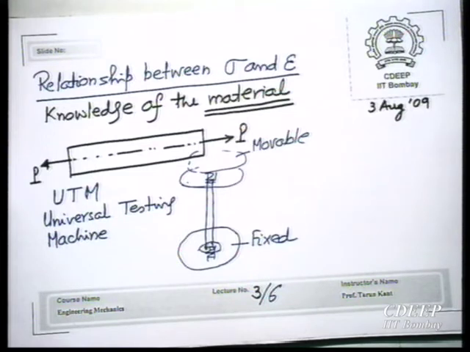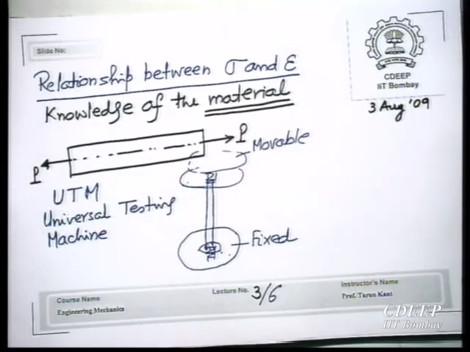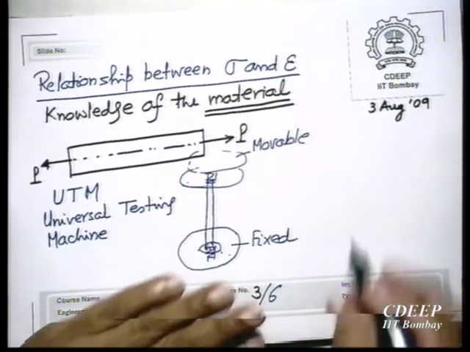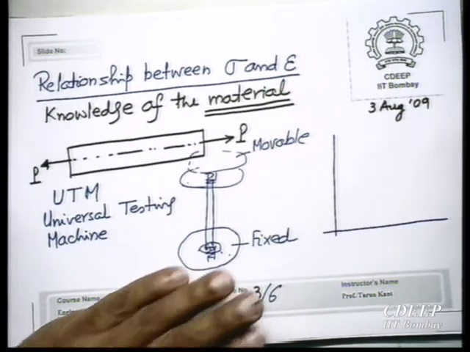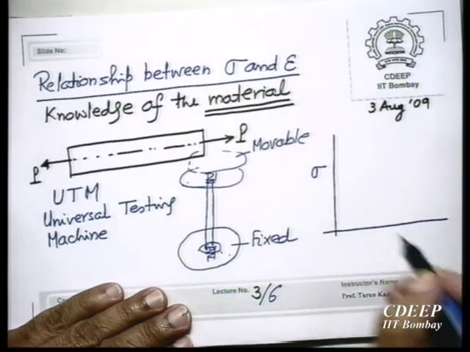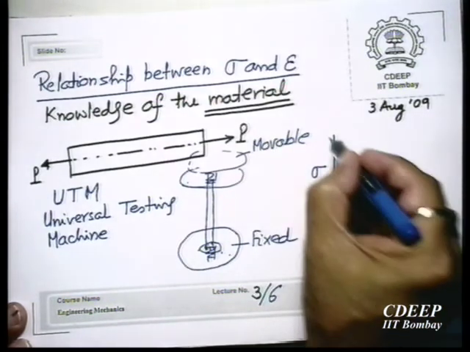Originally you put it in and measure the distance between the two grips, the original length. One is fixed to the base and does not move, while the other moves, and the movement can be measured by some arrangement. And the load being applied can also be measured. So, if you draw a P by A stress versus strain curve, this is the x axis, this is the y axis.